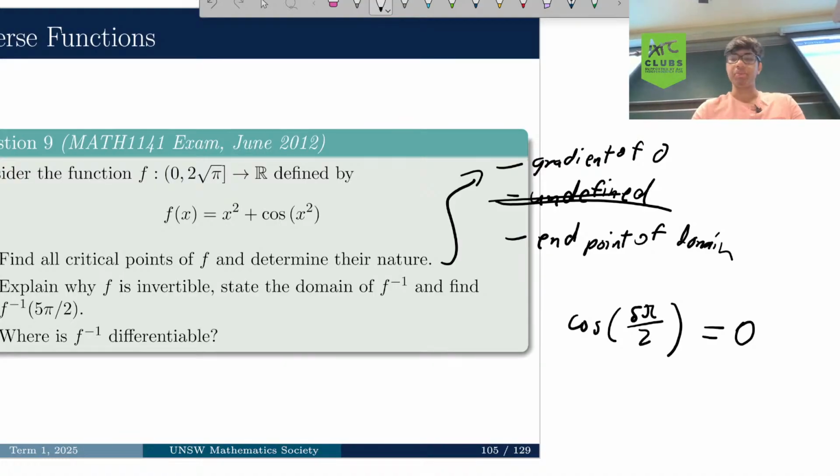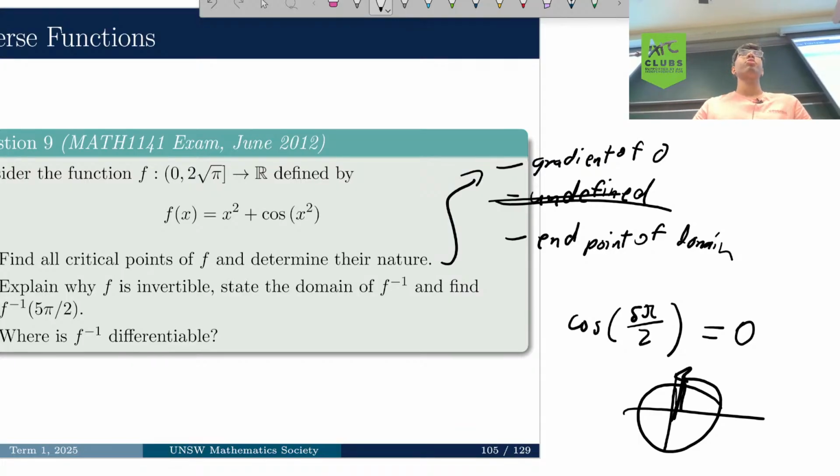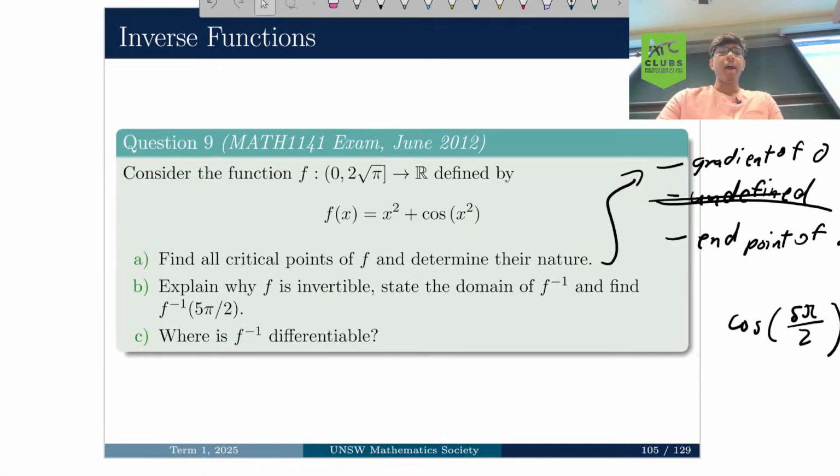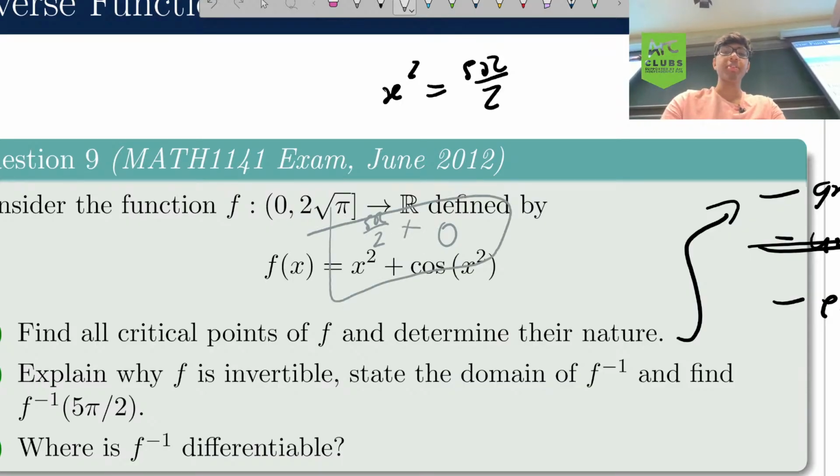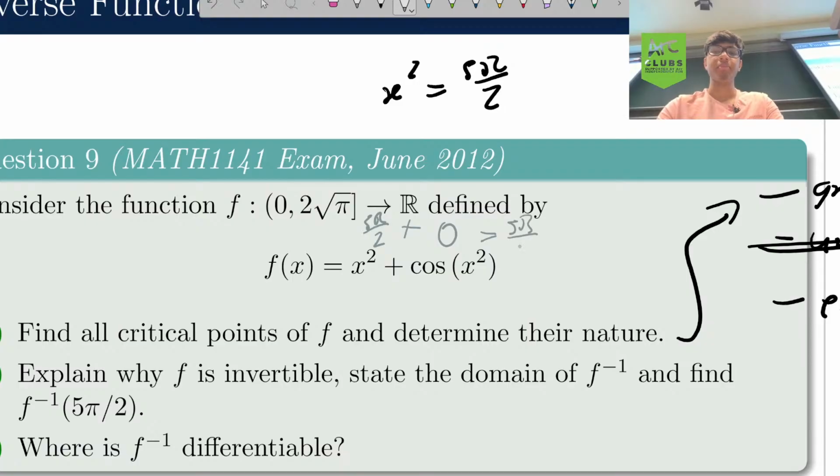This one's fairly simple to prove. You can just look at this. It goes here, and this is 0 for my cos 5 pi on 2. And you'll notice that if my x squared equals 5 pi on 2, then for this function bit here, this would go to 0, and this would just be 5 pi on 2. And 5 pi on 2 plus 0 equals 5 pi on 2.